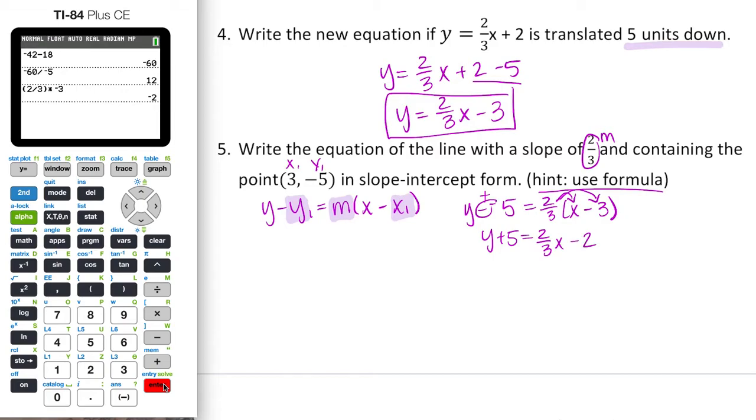So negative 2. Last step, we have to get y by itself. So we're going to subtract 5 from both sides. So y is going to equal 2/3 x, negative 2 minus 5 more. We're getting more negative. It's going to be negative 7.